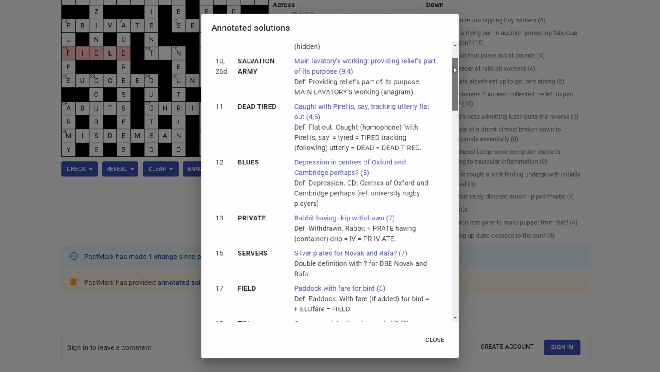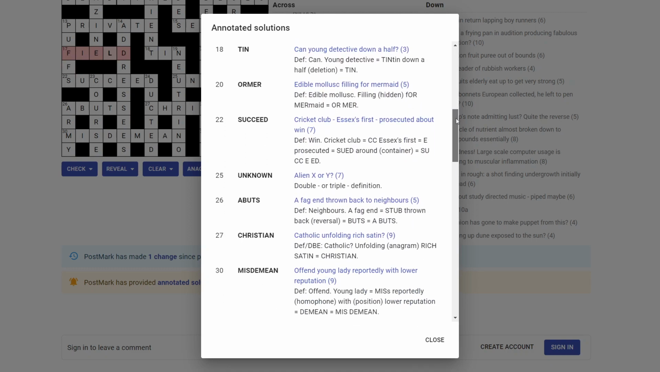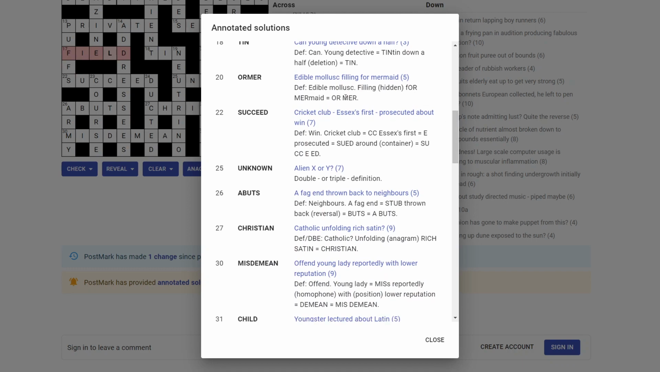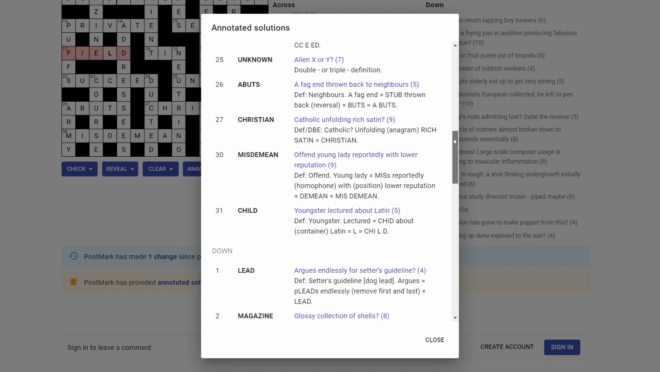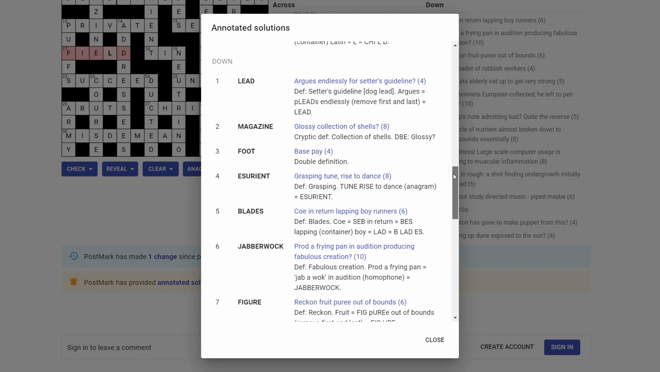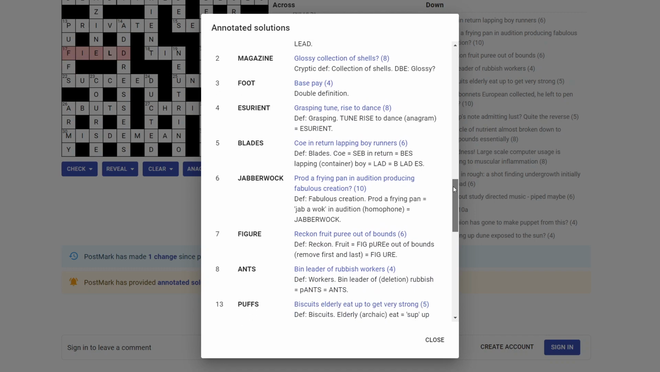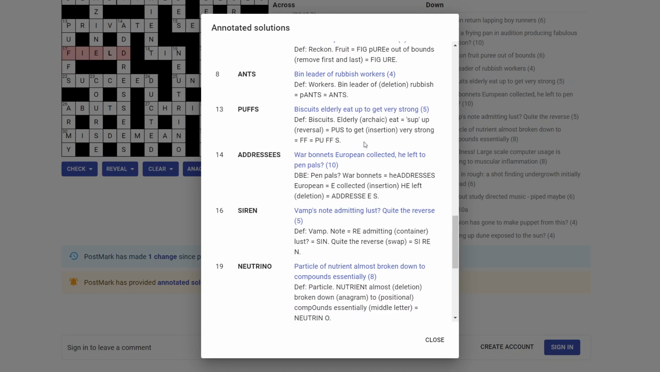Pause the screen if you want to have a close look at any. Oh, filling for mermaid again, just another hidden one. I'm terrible at seeing those, aren't I? Long time viewers of the channel will know that is my weakness. So yeah, I hope this explains everything. There's puffs. Elderly. Sup. Oh, I see. So it's archaic word for eat is to sup. And we're putting FF from musical notation inside that. Okay, fair enough.